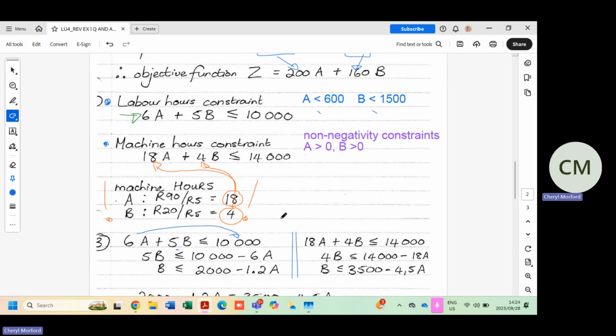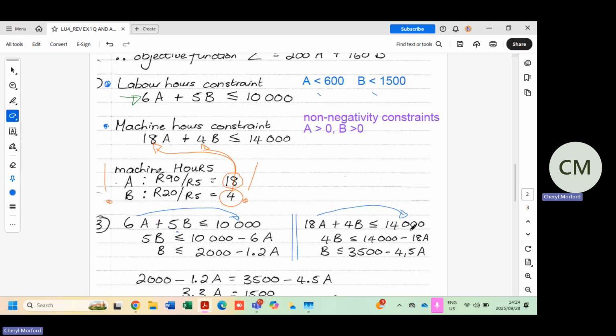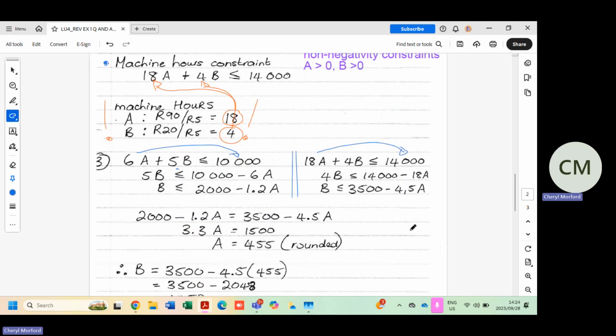Now I'm going to do the same with the constraint for the machine hours. So I'm wanting to isolate B on the left-hand side. So I need to subtract the 18A from the right-hand side, divide throughout by 4, and that's going to give me 2 inequalities written in terms of B. So what I can now do is set those equal to each other. So I'm going to take this over there, and I'm going to take that, and I'm going to set them equal to each other like I did here.